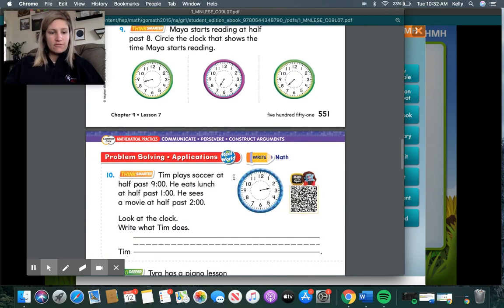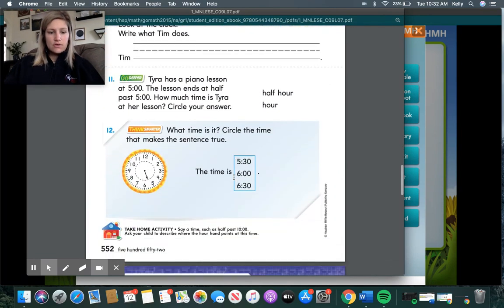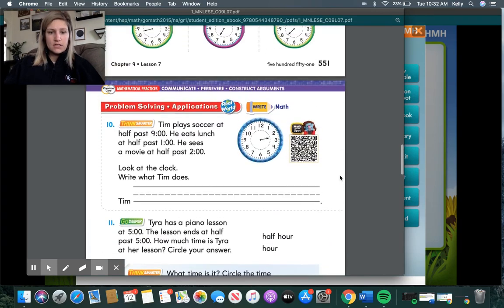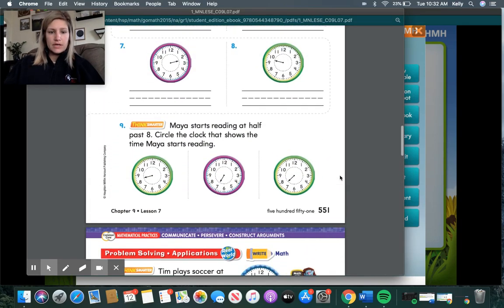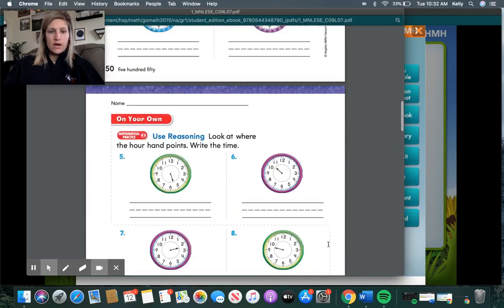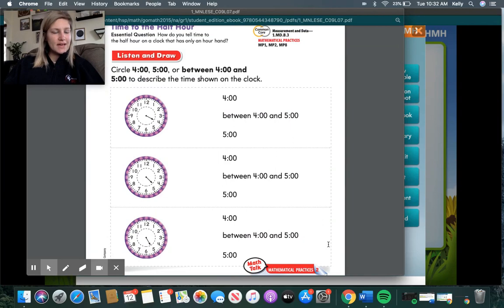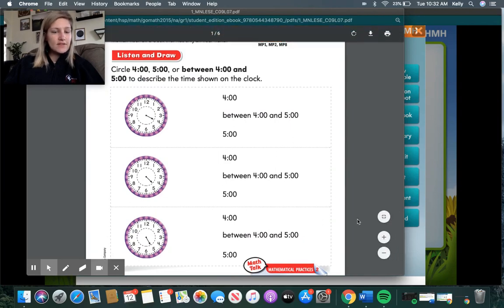If you're feeling ready for a challenge, you can go on to page 552, but all you really need to complete is 551, 550, and 549.